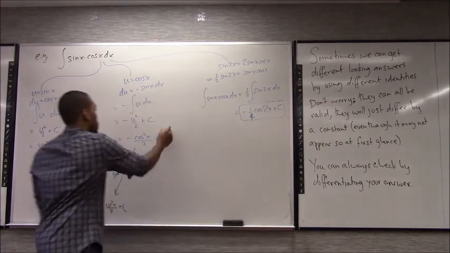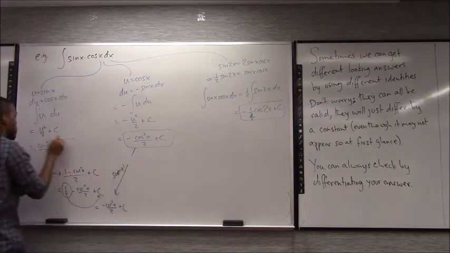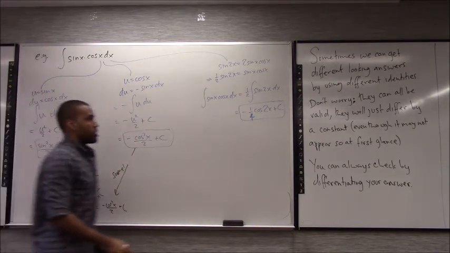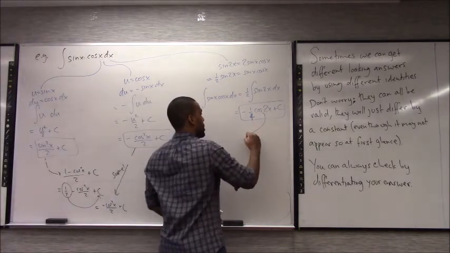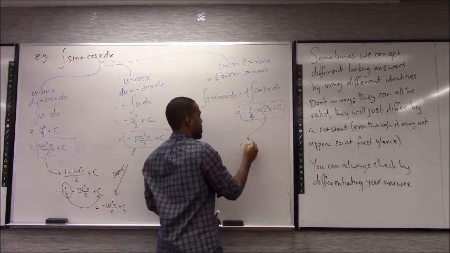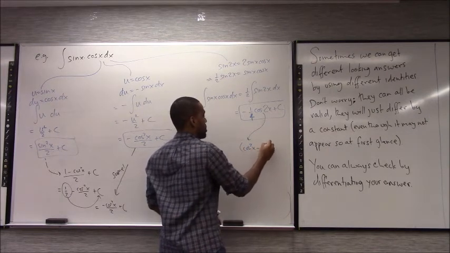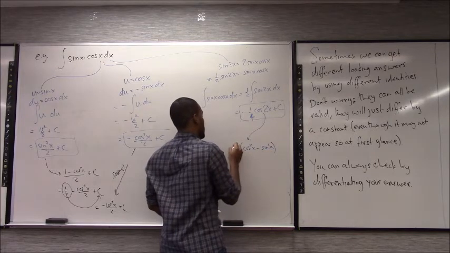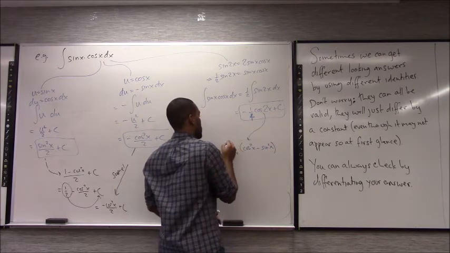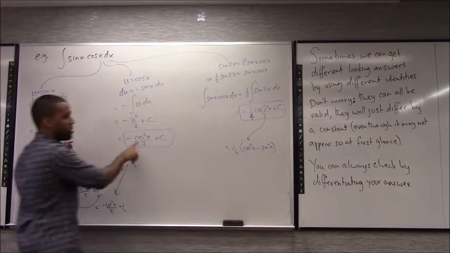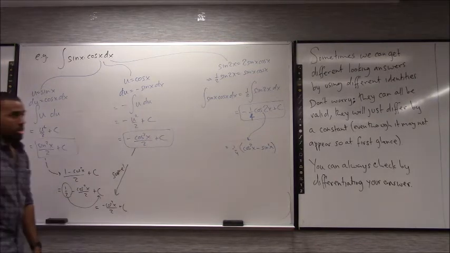And again, that looks different from this. It also looks different from this. But then you just remember, what is cosine 2x? It's actually just cosine squared minus sine squared. So it's actually just a sum of these two. It'll differ by a constant from the other answers as well.